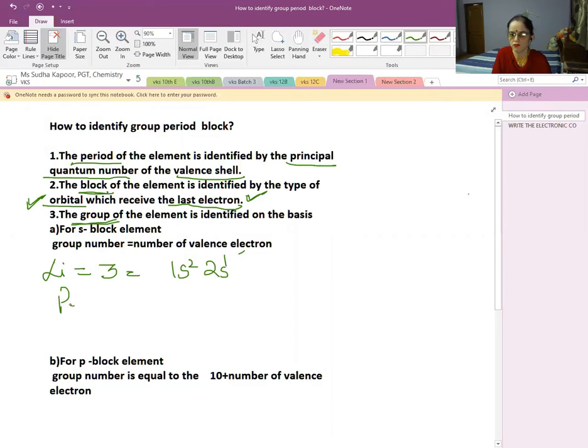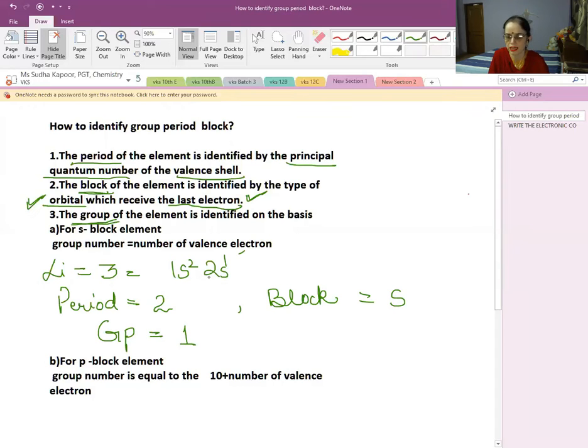Period: we know that the period is equal to the principal quantum number. So the principal quantum number is 2. Now the block: where has the last electron entered? The last electron has entered into the s orbital, so it is the s block. Now the group. For the s block, the group number is equal to the number of valence electrons. The number of valence electrons is 1, in the 2s orbital. So the group number is 1.